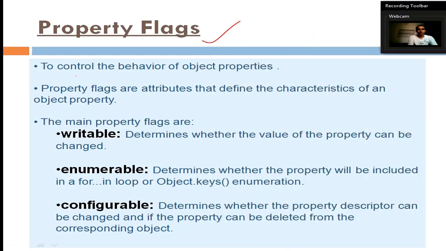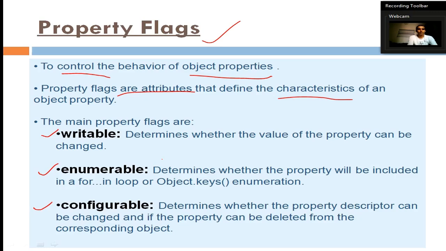All right, and now we will see the theory of property flags in more detail, and then we will continue with the program. Right, now we have three more attributes and we call them property flags. So what are property flags? They control the behavior of an object property. Okay, so if we have to control the behavior of our object property, we use property flags. Next, property flags are just attributes that define the characteristics of an object property. Okay, now the main property flags are writable, enumerable, and configurable.